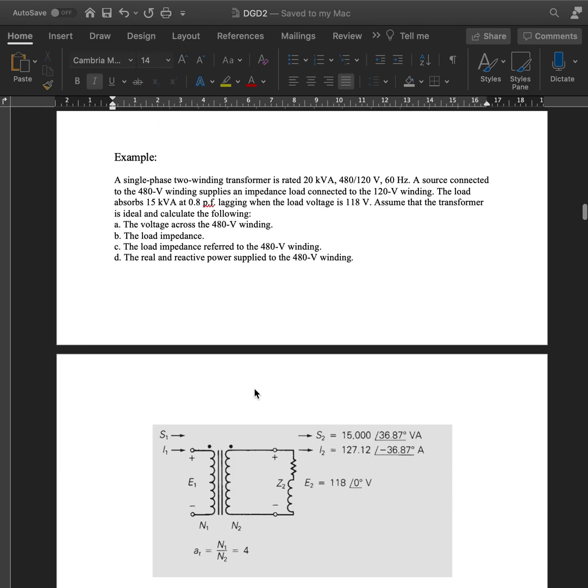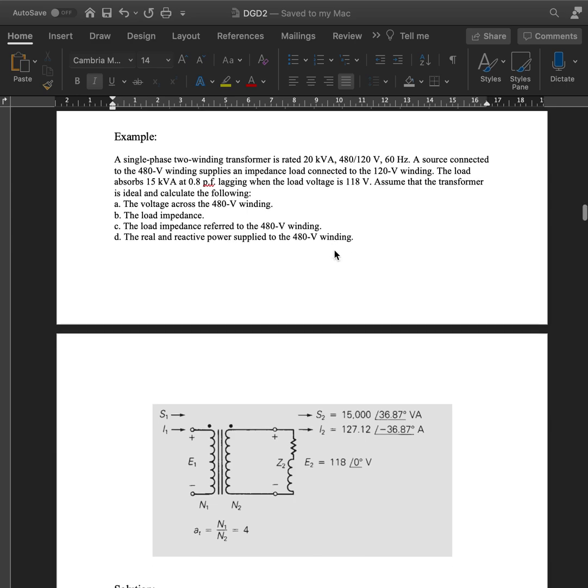So we draw the diagram of the ideal transformer. We are given S2, which is 15,000 with an angle of 36.87. That is cos inverse of 0.8. If you do cos inverse of 0.8, you will get 36.87 here. And we are given the current I2, which is going this much, and then you're given E2. You need E2 to find E1. They have to give it to you. So when it says lagging, when the load voltage is 118 volts, that's what E2 is. It's the voltage across the winding right there.